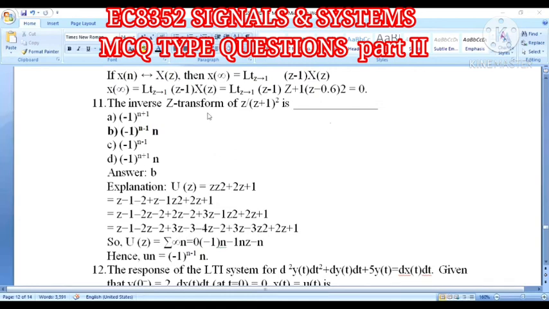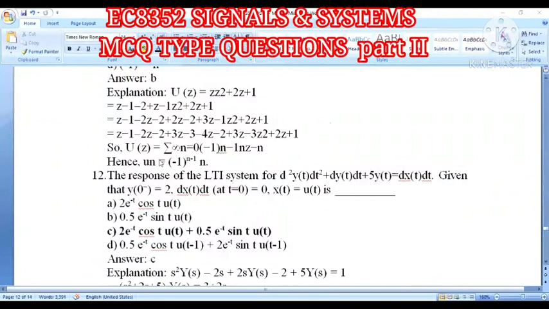Okay. According to the definition of Z transform, substitute here: z into z square plus 2z plus 1, that is U of z. This is the expansion of this term. When I expand this, substituting this condition in the Z transform and expanding the equation, finally you can get this answer, minus 1 whole power n minus 1 into n. This is the correct answer.